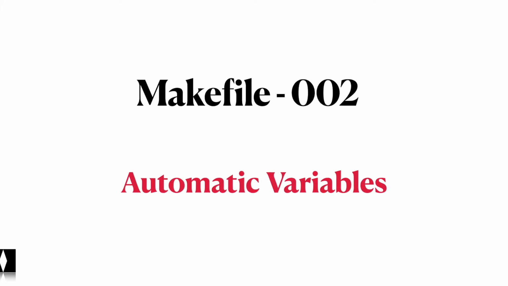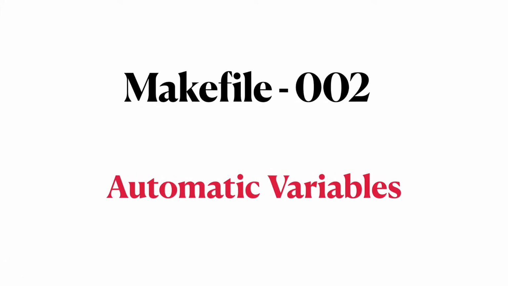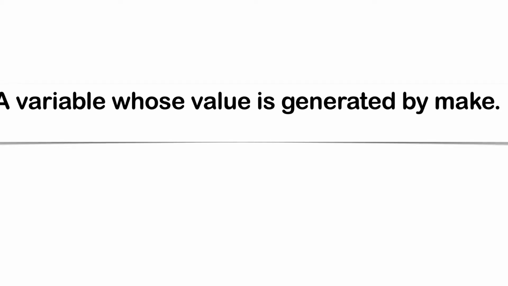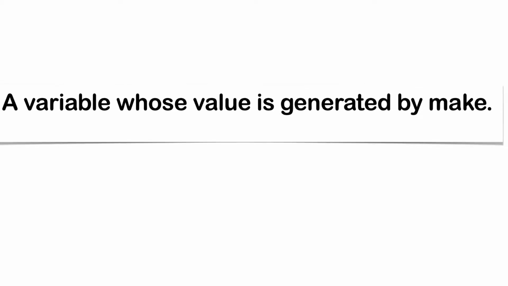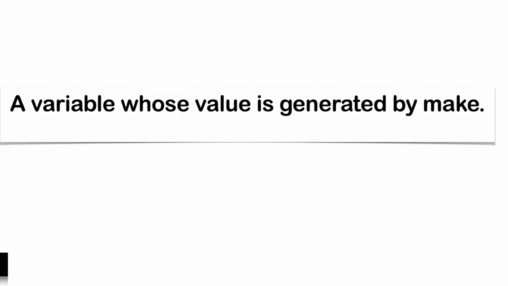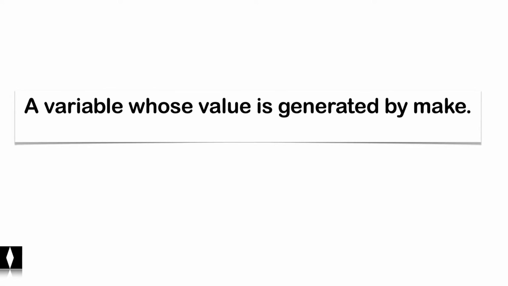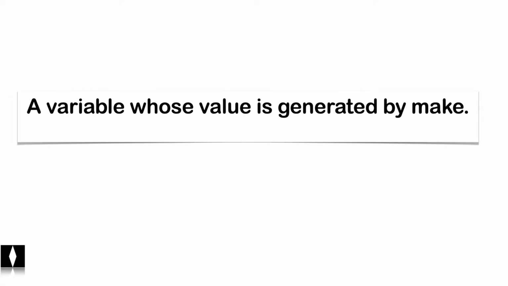In this video, we will talk about automatic variables. Automatic variables are simply variables whose values are generated by Make automatically. It reduces Makefile size. We will understand each automatic variable with an example.